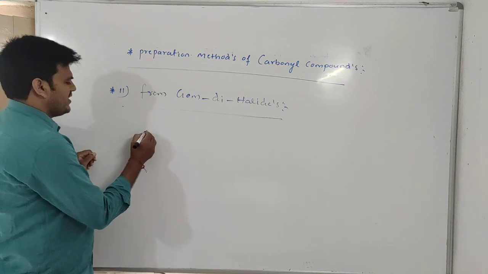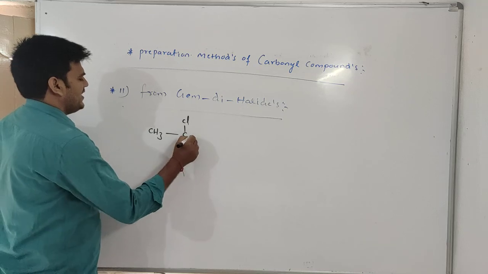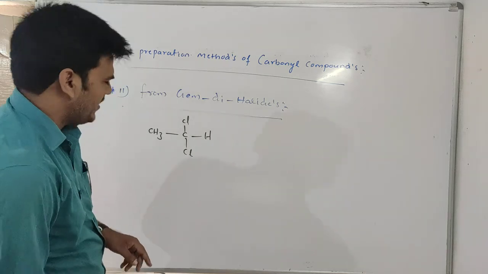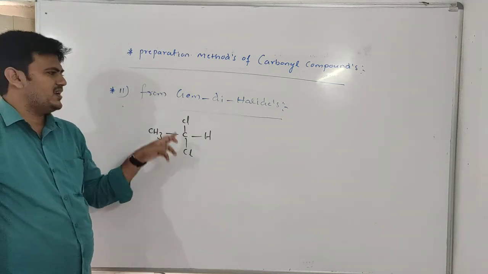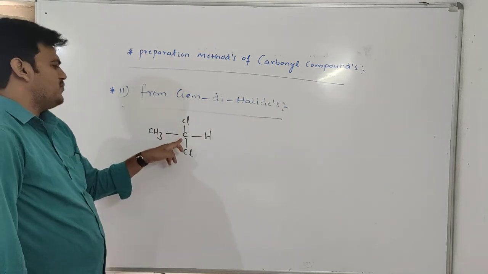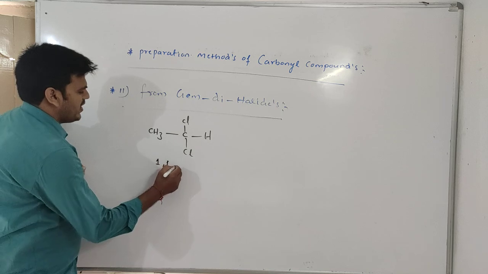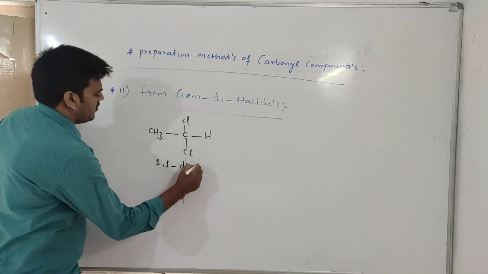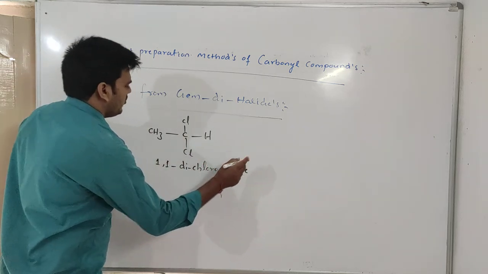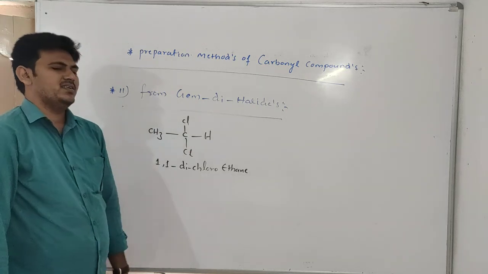For example, CH3-CHCl2. It is a gem dihalide because the same carbon atom, only one carbon atom, has two halogen atoms. So the formula is CH3-CHCl2, with 2 chlorine atoms, so dichloro, and 2 carbon atoms with single bonds. The compound name is 1,1-dichloroethane, a geminal dihalide.